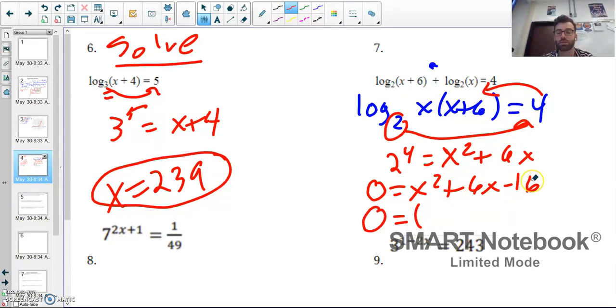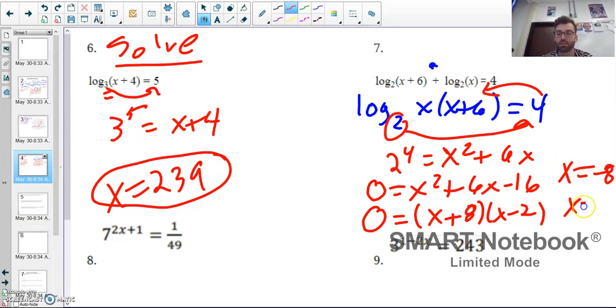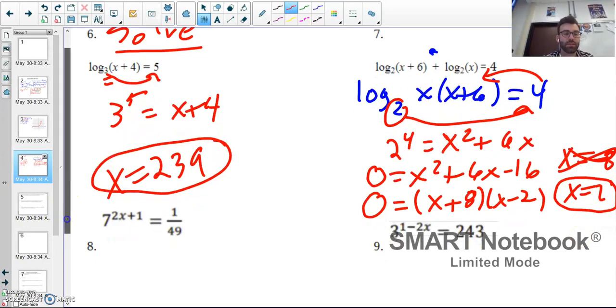Here we go. 2 numbers that multiply to negative 16 and add to positive 6. Yep, you guessed it. x plus 8, x minus 2. So set each factor equal to 0. x equals negative 8 and x equals 2. Now remember, you cannot take the log of a negative number, so negative 8 is out, and x is just 2.